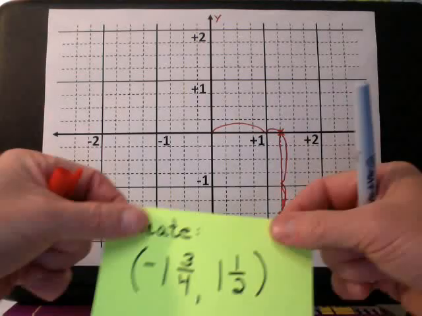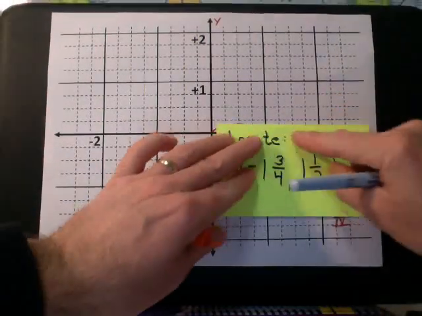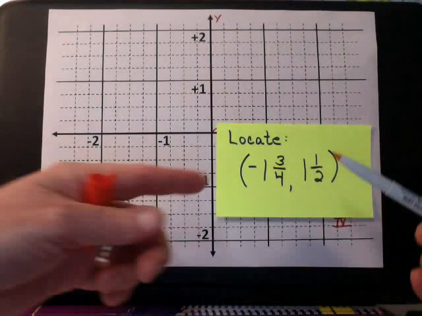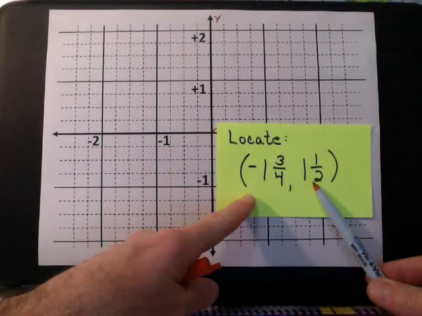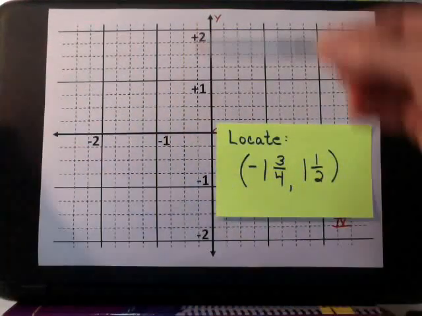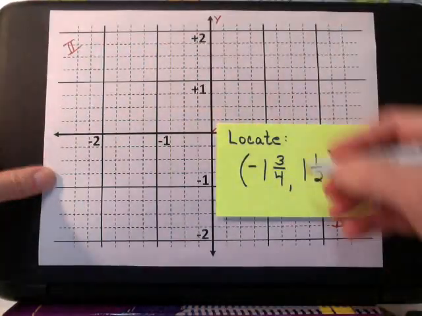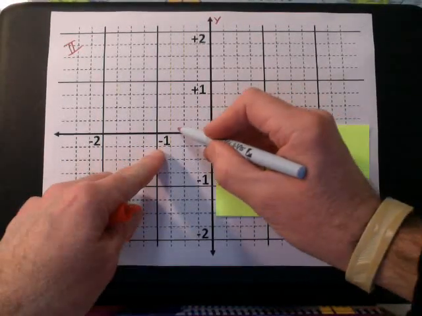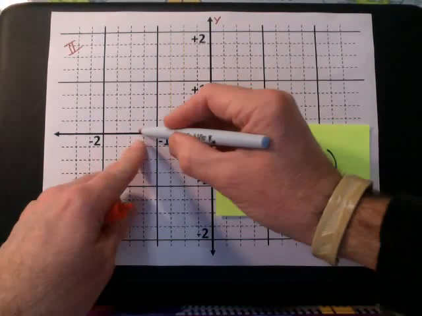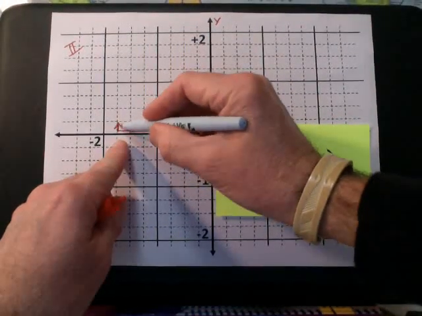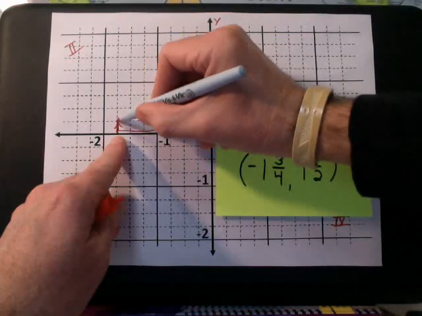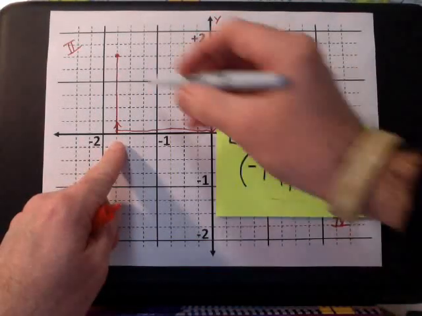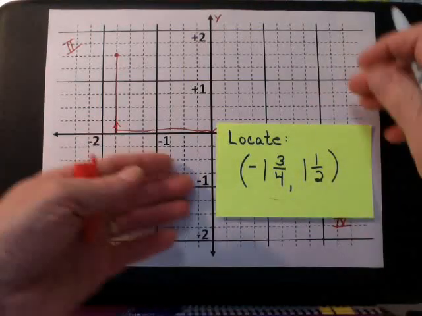Here's another example. In this case, they want us to locate negative 1 3/4, positive 1/2. We know that this is going to be over and up, in quadrant 2. Negative 1 3/4: negative 1, go past 1 whole unit, and then 3/4, and then we prepare to go up 1 1/2. So we're going to go up 1 1/2 to there. And that gives us this point right there. So that's how we would locate points on the coordinate plane.